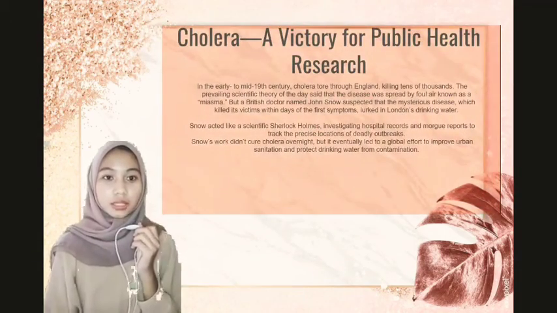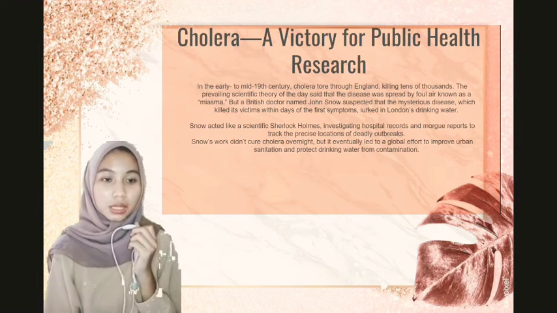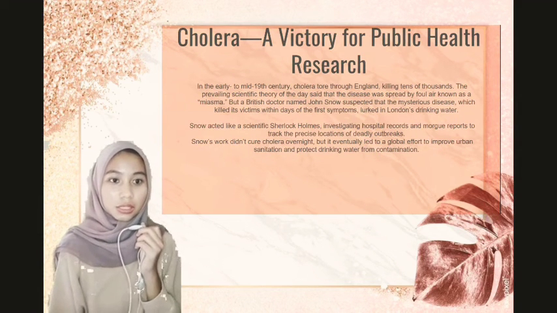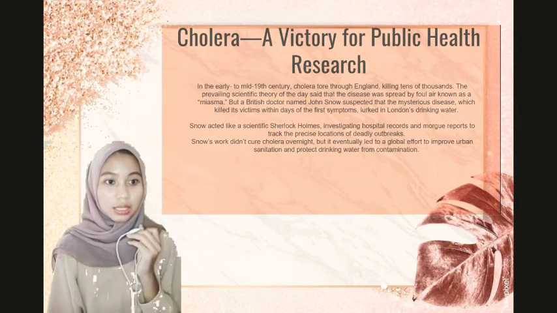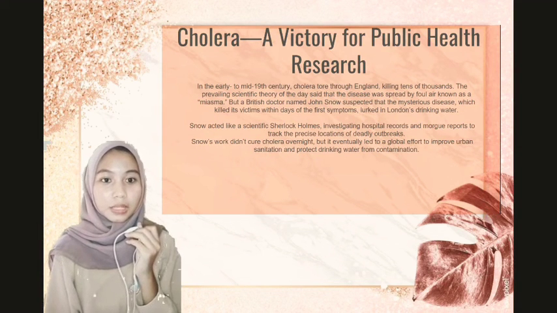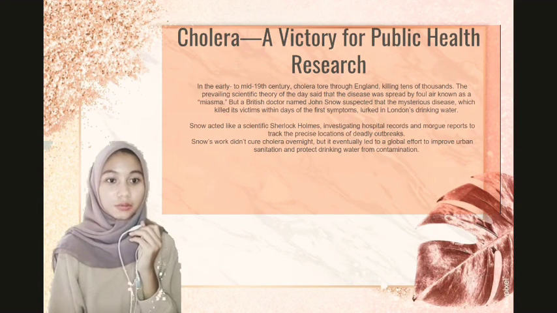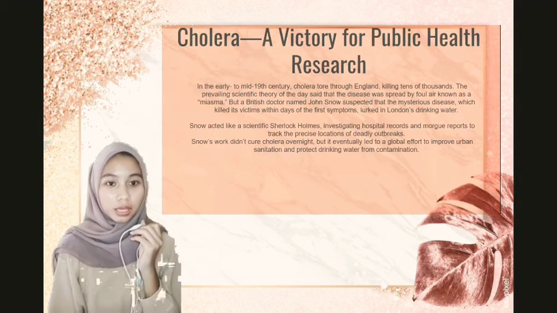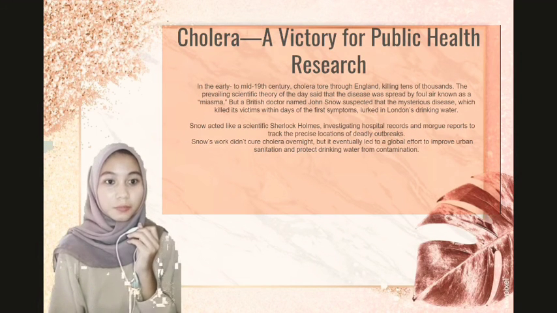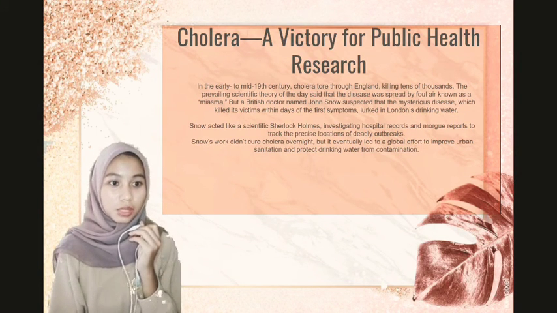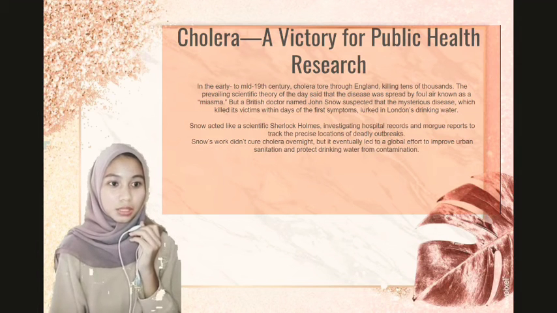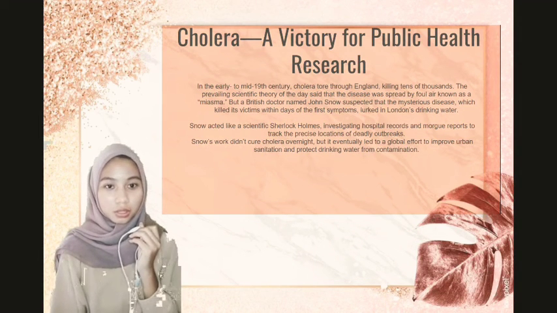The last is cholera, a victory for public health research. In the early to mid-19th century, cholera tore through Europe, killing tens of thousands. The prevailing scientific theory of the day said that the disease was spread by foul air, known as a miasma. But a British doctor named John Snow suspected that the mysterious disease, which killed its victims within days of the first symptoms, lurked in London's drinking water.